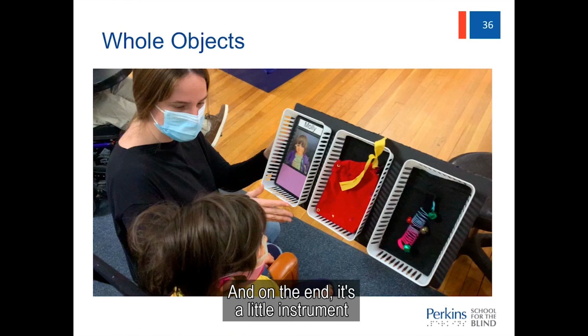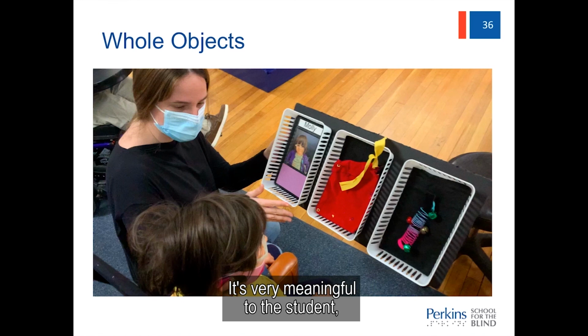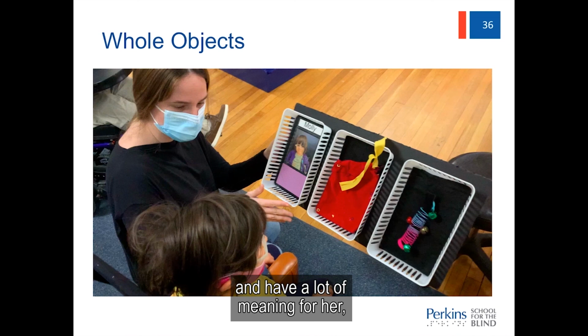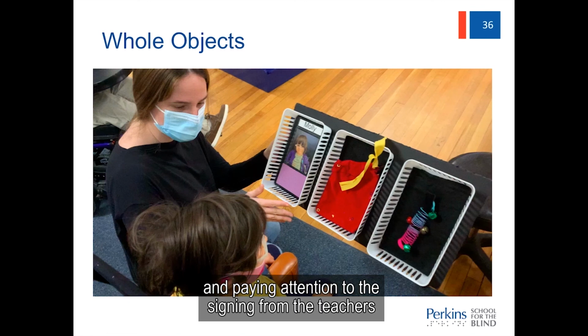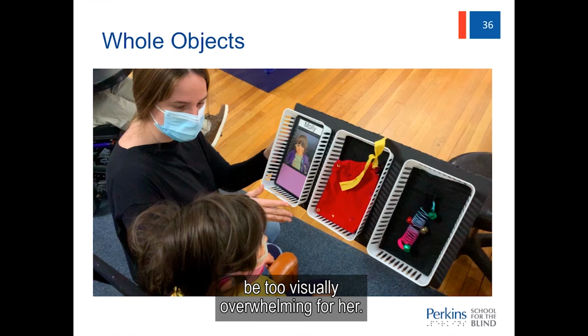And on the end, it's a little instrument that she plays when we sing the goodbye song. It's very meaningful to the student, and the whole objects really just help her follow along and have a lot of meaning for her. Instead of just asking her to sign, she's not really sure where her body is in space, and paying attention to the signing from the teachers with all the other peers around can sometimes be too visually overwhelming for her.